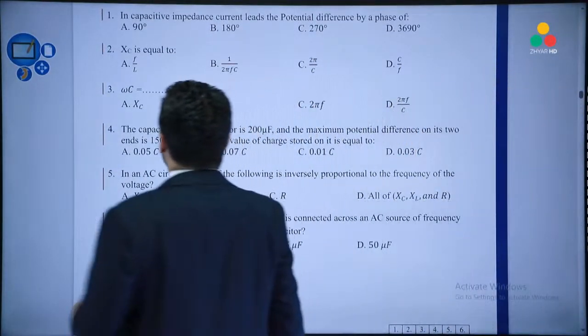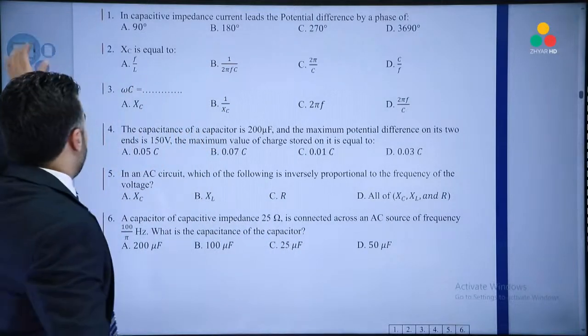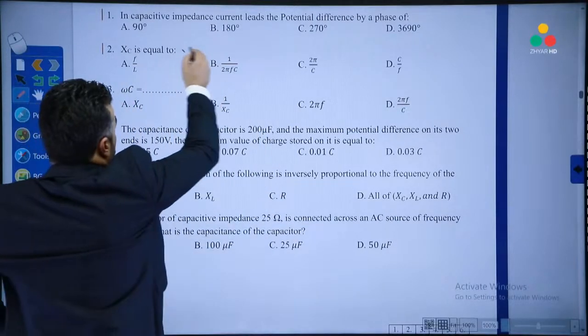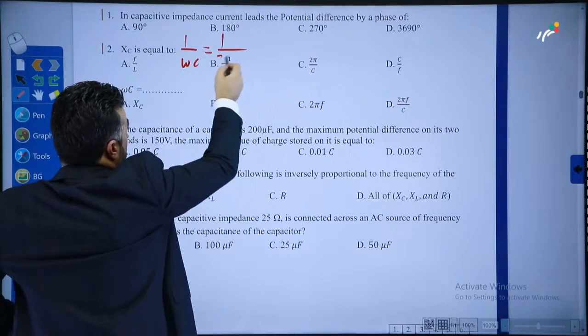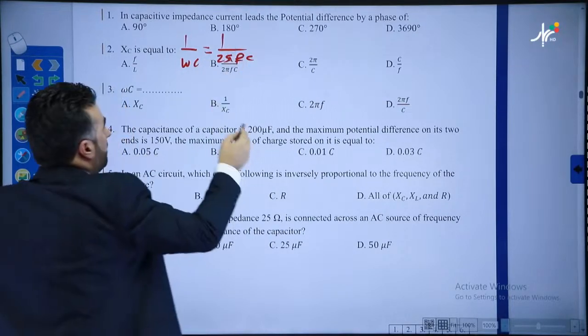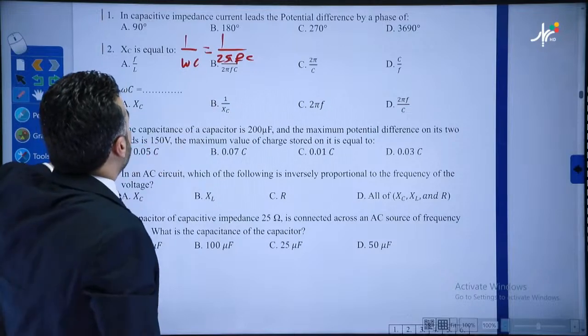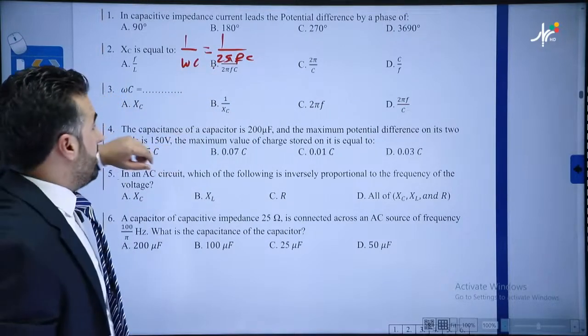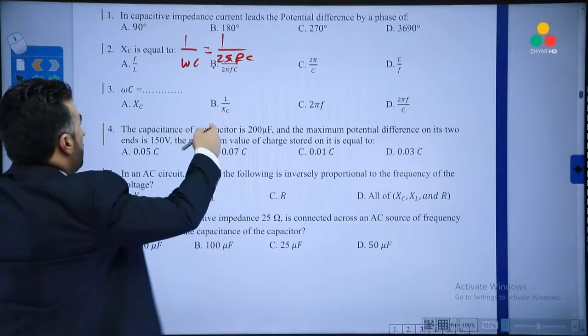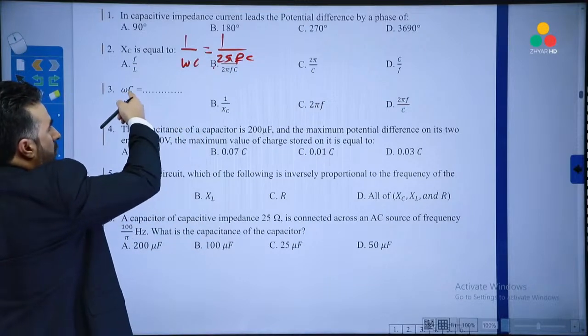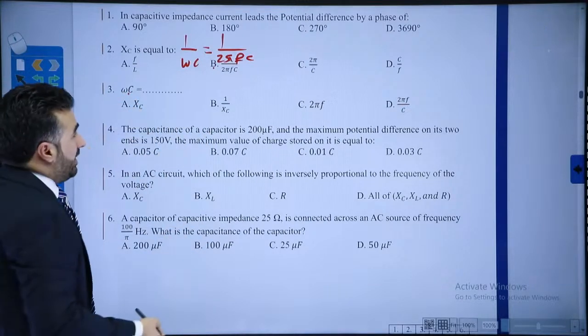Now, XC, the capacitive reactance, is equal to what? We've learned that XC is equal to 1 over omega C, yeah? But if you don't see omega C, you can break it down to 2 pi F and then C here. And of course, this one is going to be option B in this case. And this is also very recent, as you can see here. Instead of giving you XC, they gave you omega C here. And how do we get omega C?